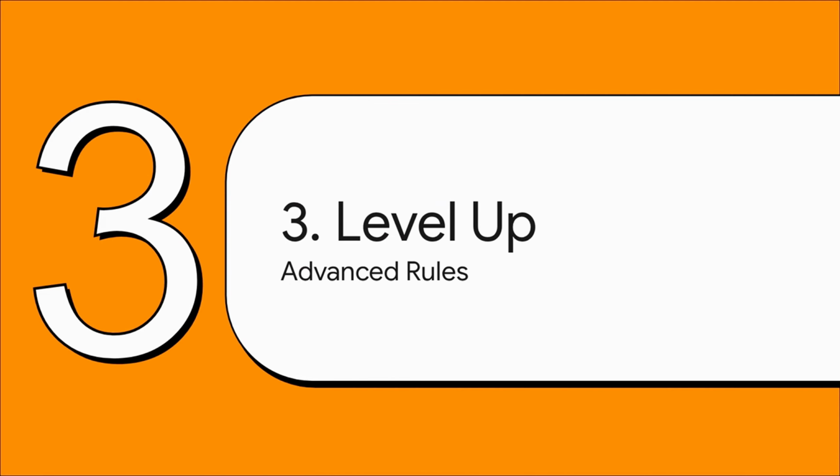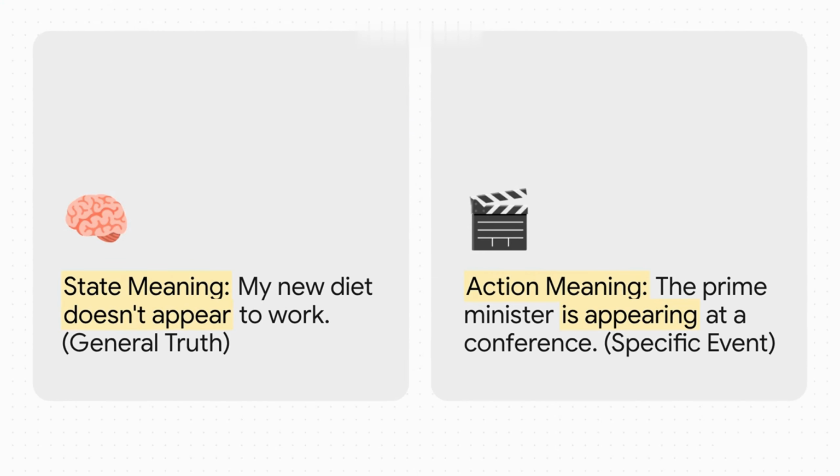All right, you've got the basics down cold. So let's level up and check out a few of the more advanced uses. Okay, this next part is really cool. It's like some verbs have a split personality. We use the present simple for a general truth, what we call a state. But to talk about a specific action, we flick to the present continuous. So compare, my new diet doesn't appear to work. That's a general state. With the Prime Minister is appearing at a conference, which is a specific event that's unfolding.